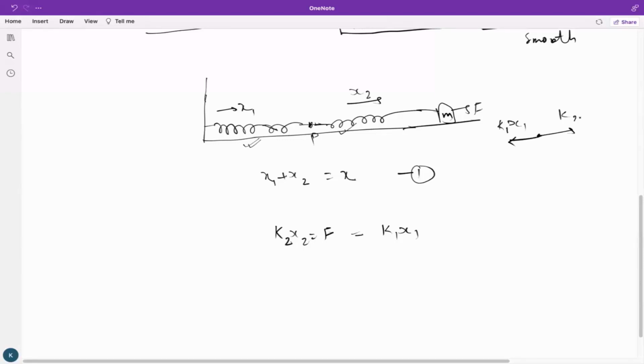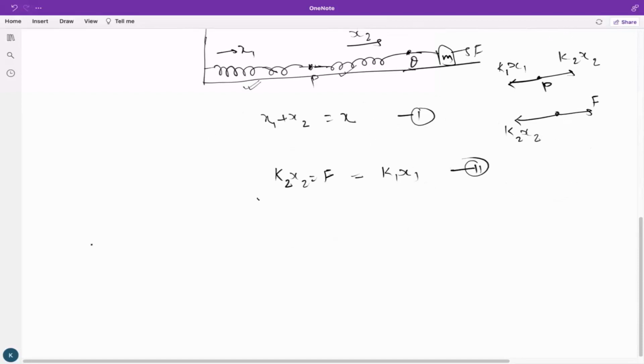K1x1 is equal to K2x2, and in similar order there is acting a force F. This is for point P. This I termed as point Q. K2x2. So overall we can write this equation.